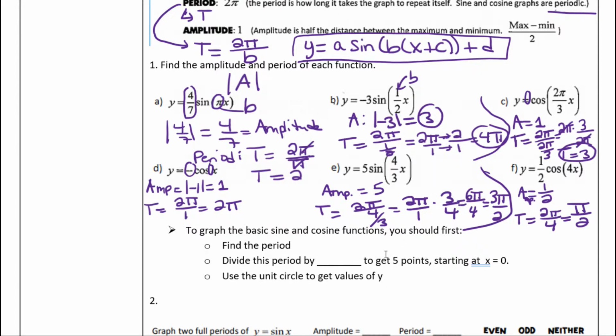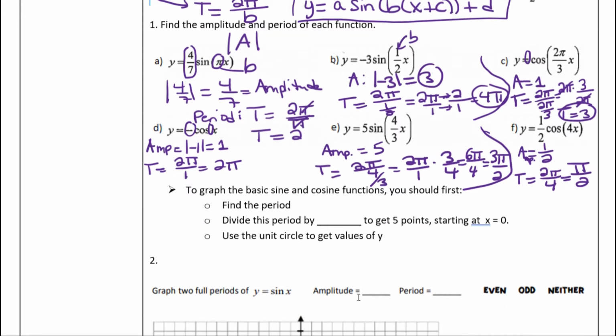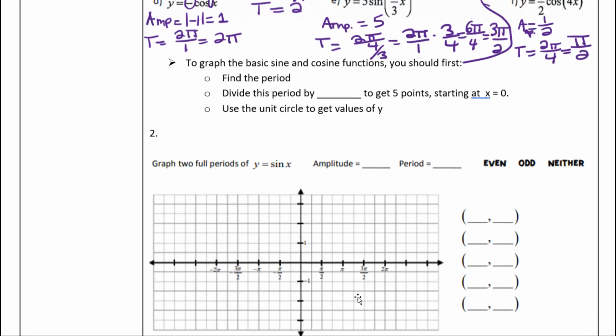All right, pretty straightforward to find amplitude and period. So to graph the basic sine and cosine, you're going to find the amplitude, because that's easy to do, but also find the period T. This is what's going to help you graph it. Divide this period by 4 in order to get 5 points starting at x equals 0.